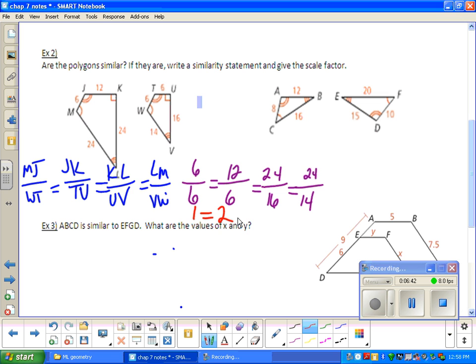I could go ahead and continue to reduce, just so that you can kind of see. 24 divided by 16 is 1.5, and 24 divided by 14 is 1.7. So these do not equal each other, so these are not similar.